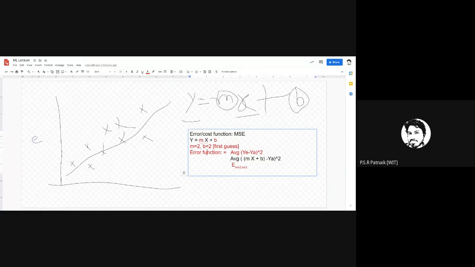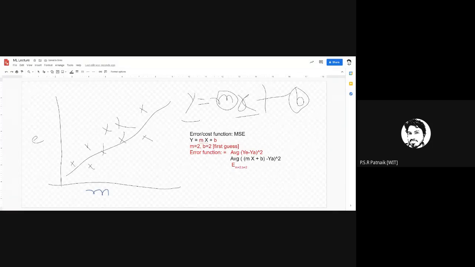So here, if I plot error and if I plot m, then where should I plot b? If I plot m comma b, that would be very bad. You can't have any value. How can you show m and b on the same axis? So what you do is you take another 3D axis where you say b.